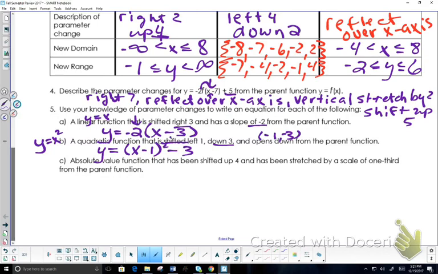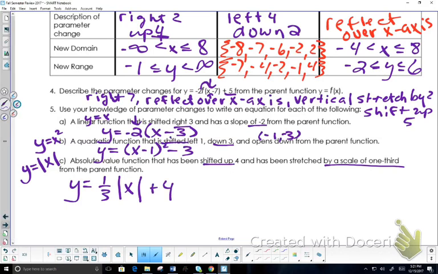Then absolute value function. Remember your absolute value looks like this. So it says this has been shifted up 4 and has been stretched by a scale of 1/3. So if it's stretched on a scale of 1/3, that just means the y's are being multiplied by 1/3. And then it's shifted up 4, so plus 4. Okay?